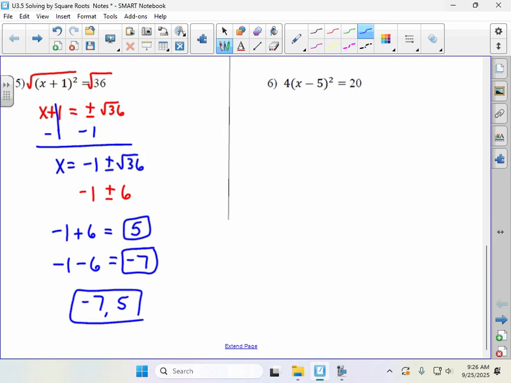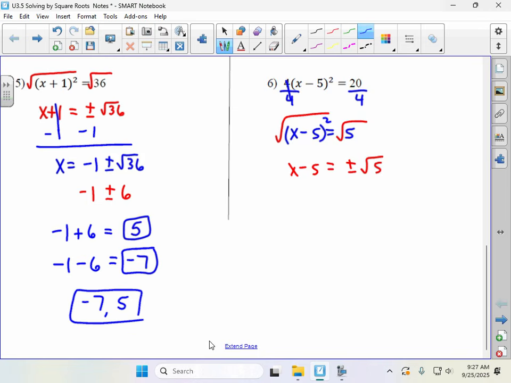All right, number 6. Here, we're going to isolate the (x minus 5) squared term, and so we're going to divide by 4. Again, you can't distribute the 4, and that's because of the square that's sitting there. You're not allowed to distribute into the parentheses if there's a square there. So we have (x minus 5) squared equals 5. Now we'll square root both sides. x minus 5 equals plus or minus radical 5.